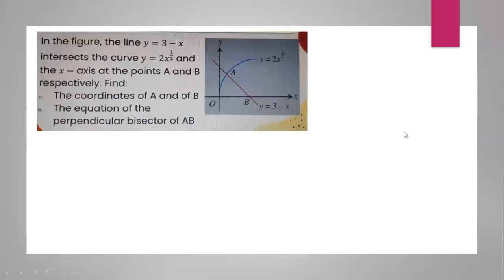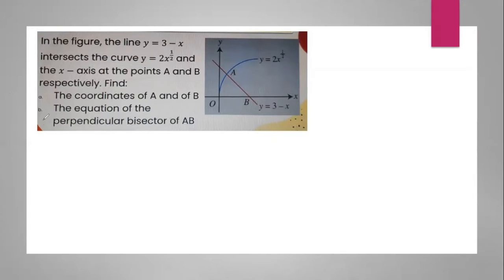Okay, so now we go to the next question. In the figure, the line y equals 3 minus x intersects the curve y equals 2x to the power half and the x-axis at the points A and B respectively. Very easy, the same question.